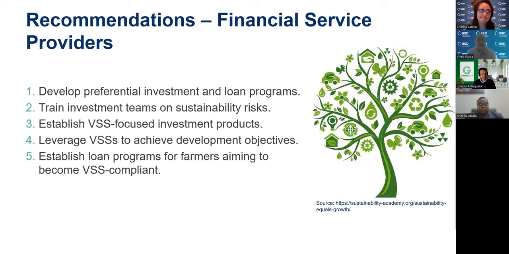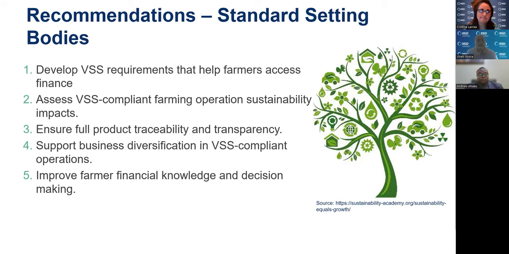The recommendations we came up with for standard setting bodies include, first, VSS production criteria could be better aligned with financial service provider requirements for farmers to access finance, such as requiring record keeping of the farming business that provides a history on profitability. Second, establishing a robust evidence base resting on independently conducted VSS sustainability impact studies in agriculture across geographies and sectors will be invaluable to attract investments. Third, establishing real-time farm monitoring systems can provide product traceability and transparency, which can also support farming decision-making and operational course corrections for sustainable outcomes.